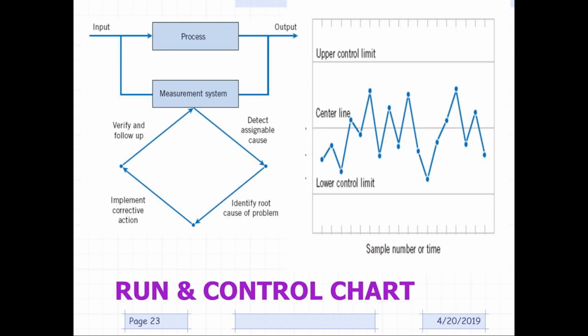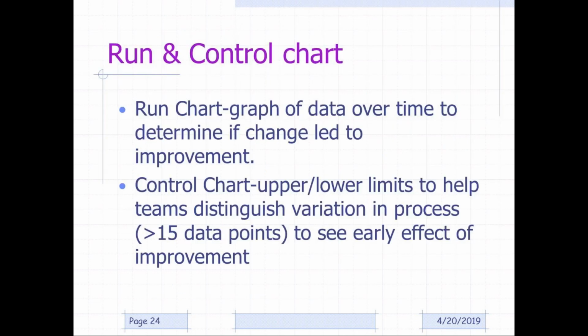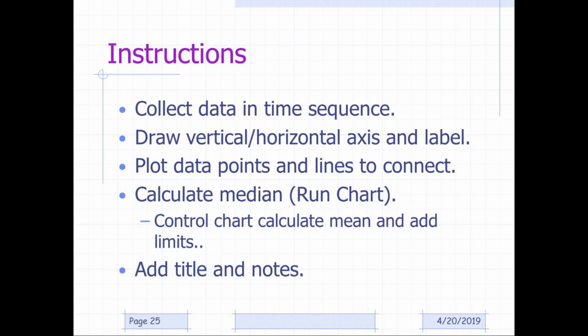And here's a run or control chart. Run charts graph data over time to determine if change led to improvement. Control chart upper and lower limits help teams distinguish variation in the process to see early effects of improvement. You collect data in time sequence and you draw a vertical and horizontal axis and label them. You plot the data points and lines to connect, and you calculate the median or mean on the run chart. Control charts calculate the mean and add limits, and then you add a title and notes.